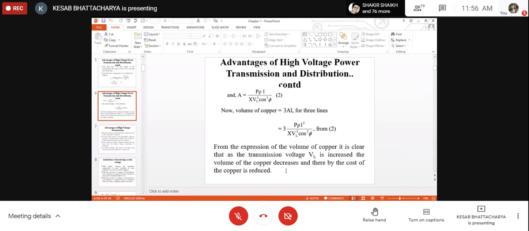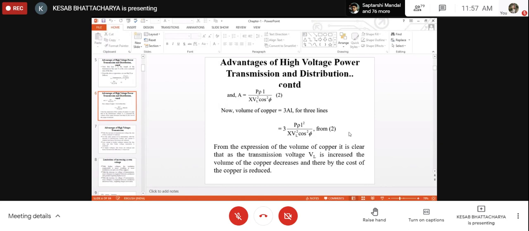Now from the expression of the volume of copper, it is clear that if the transmission voltage VL is increased, the volume of copper will decrease. And if we can manage to reduce the copper requirement, or decrease the volume of copper, then obviously the system cost will improve. So that is obvious from expression 2.